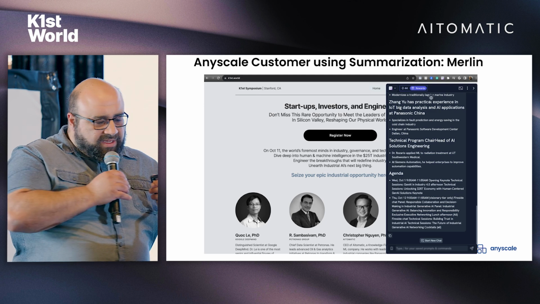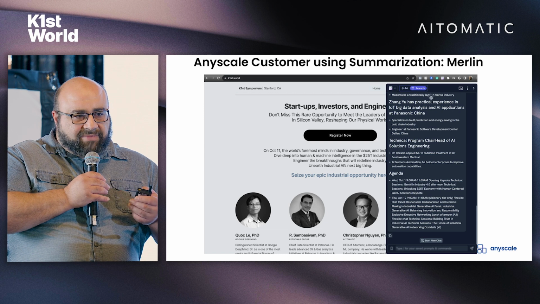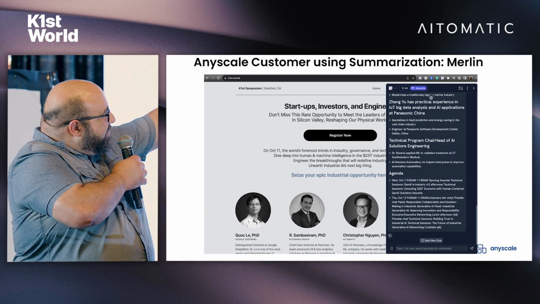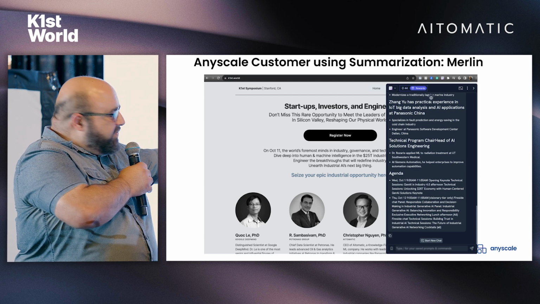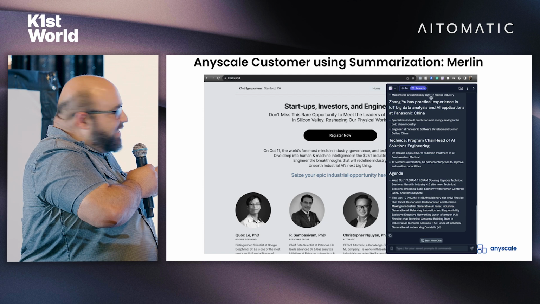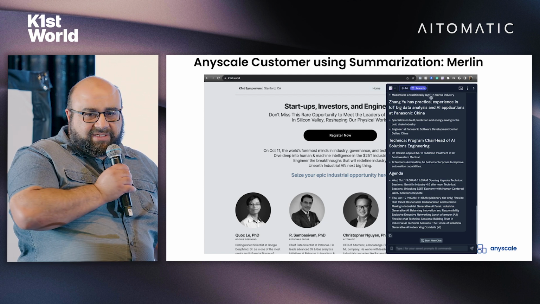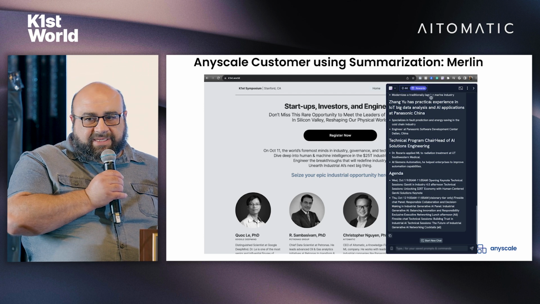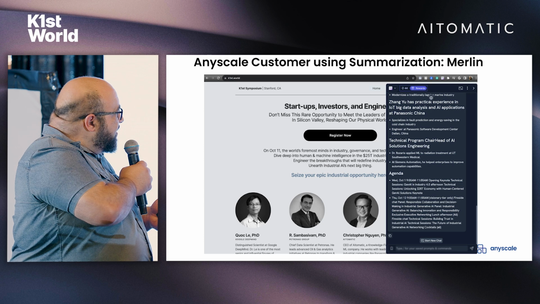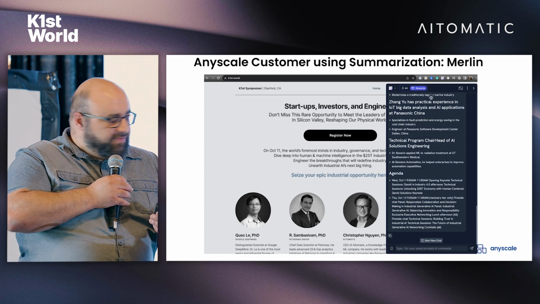So I want to give you an example of a customer that we have. This is a startup called Merlin, and they are a little Chrome plugin that goes in the top right-hand corner, and then it creates this little panel on the side. So I can get to a web page, like I was looking at the Anyscale web page. I can click a button on summary, and it will then summarize the page for me. And it can provide answers based on that summary as well. So it's a way of reducing the amount of information we have to serve.